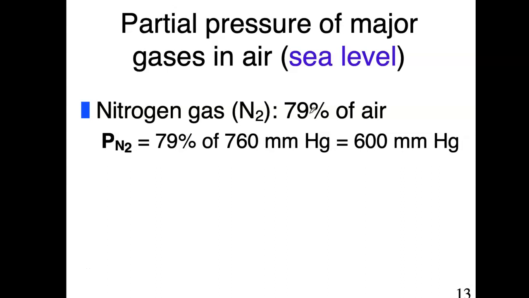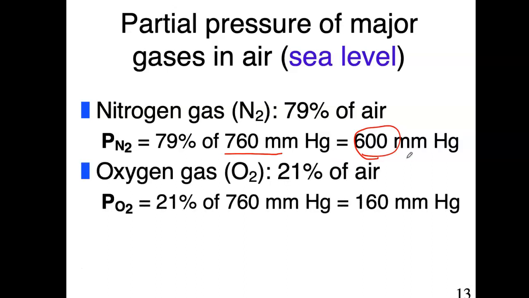So nitrogen gas, if I'm telling you that it's 79% of the air that you inhale, then that partial pressure of nitrogen is going to be equal to 79% of the total atmospheric pressure, correct? Which is 760 millimeters of mercury. So we need to take 79% of 760, or multiply 760 by 0.79, and what we will end up with is 600 millimeters of mercury. So that is the partial pressure of nitrogen gas in the atmosphere at sea level.